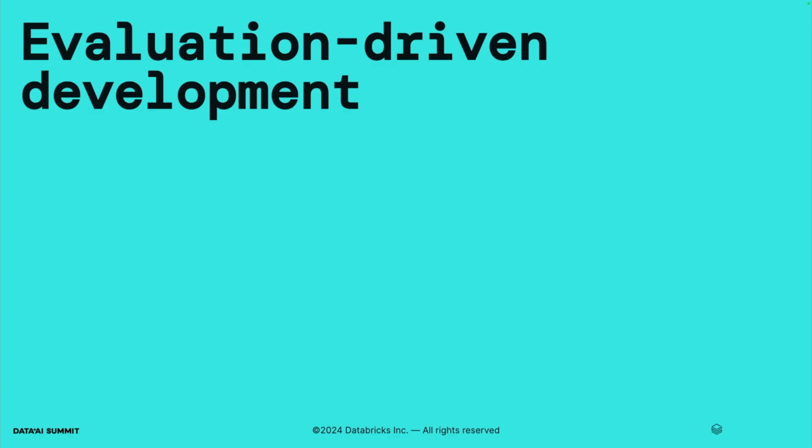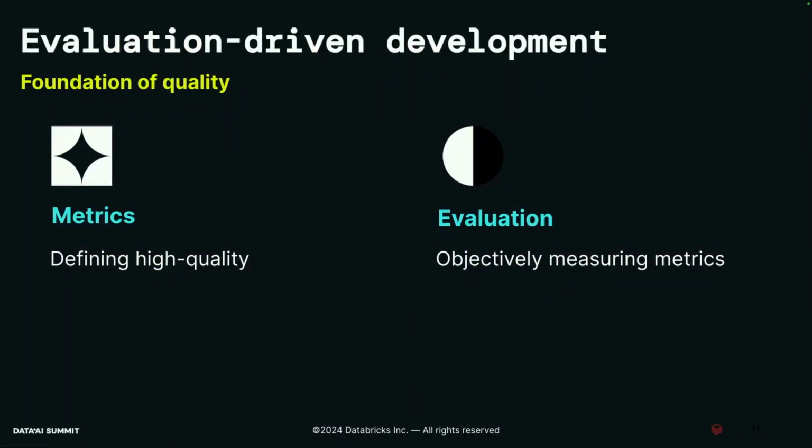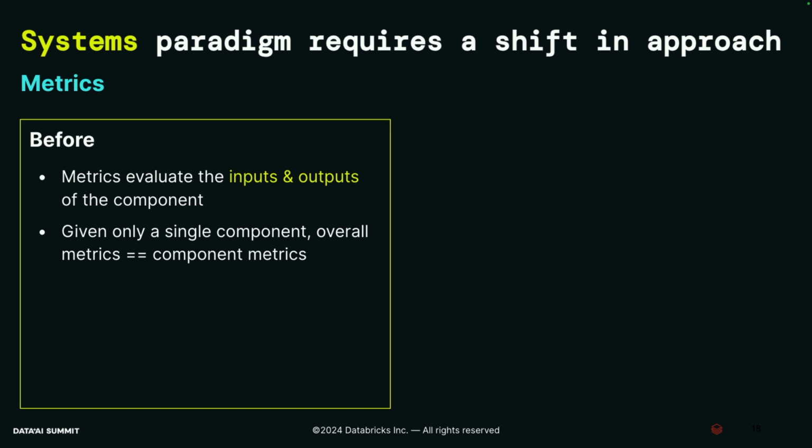What we see as the foundation in order to be able to do this is evaluation-driven development. And you might be looking at this and saying, okay, evaluation-driven development, that's absolutely nothing new. We've always been doing evaluation-driven development in ML. And yep, absolutely right. However, evaluation-driven development, which we define as consisting of metrics and evaluation, metrics being one way of how we go about defining quality, evaluation being the actual process of objectively measuring metrics. While in the traditional ML sense we have always done this, within a systems-based view of the world, it does require a slight shift in how we approach things.